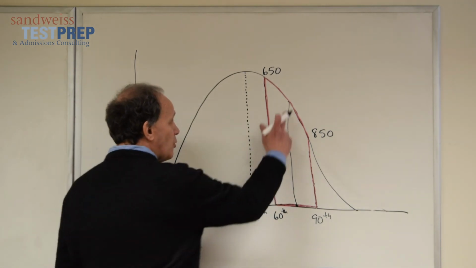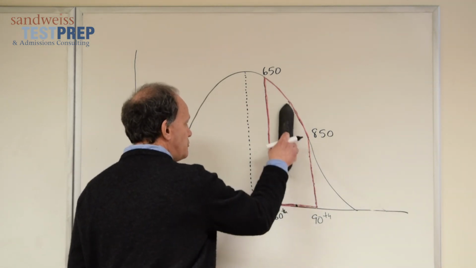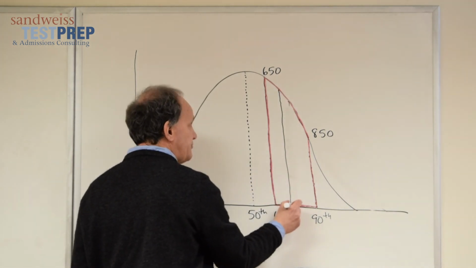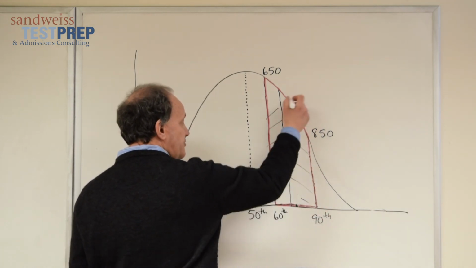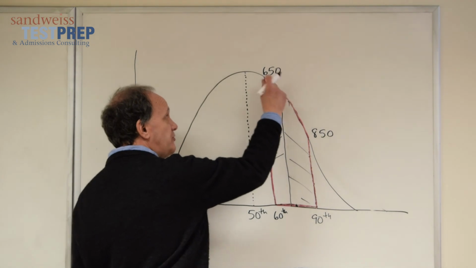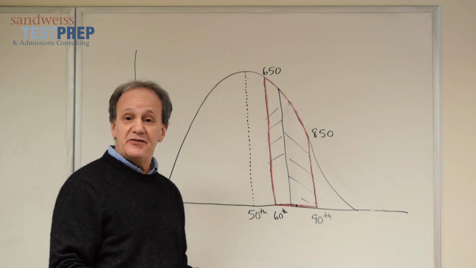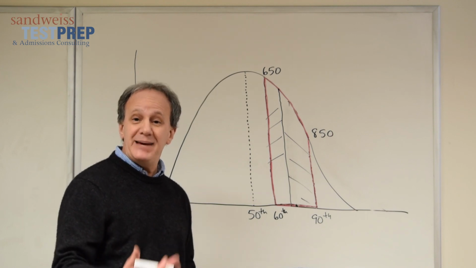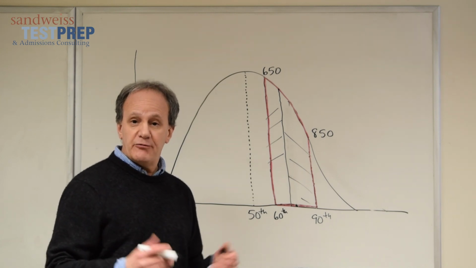To make this work, we're going to need to move this line over just a little bit more to the left in order to divide the area outlined in red into two equal halves, perhaps roughly like this. So if this area is the same as this area, then this would be the location of the 75th percentile, which we can see is a lot closer to 650 than it is to 850. What this means is that the 75th percentile is going to be less than 750, and the answer would be B, not C.